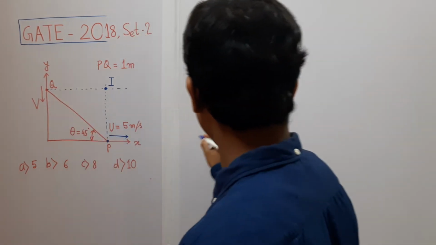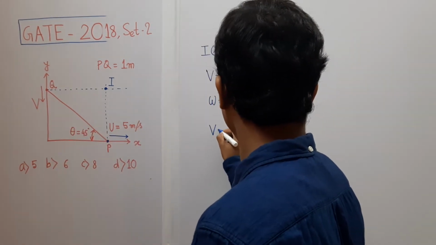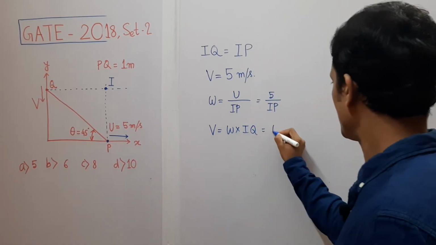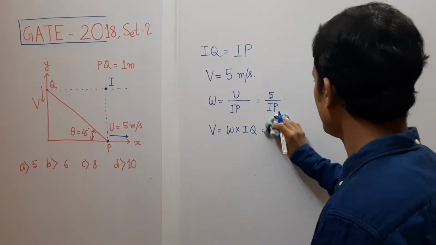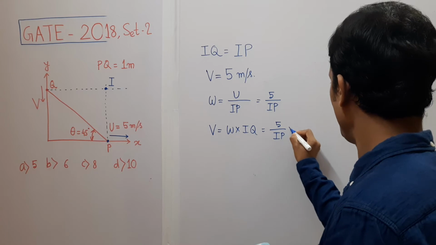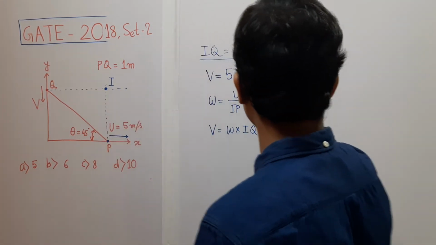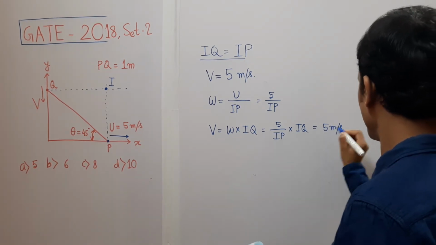Now what is VQ? Sorry, V will be omega into IQ. So omega is 5 by IP, into IQ. As IP and IQ are the same, V will also be 5 meter per second.